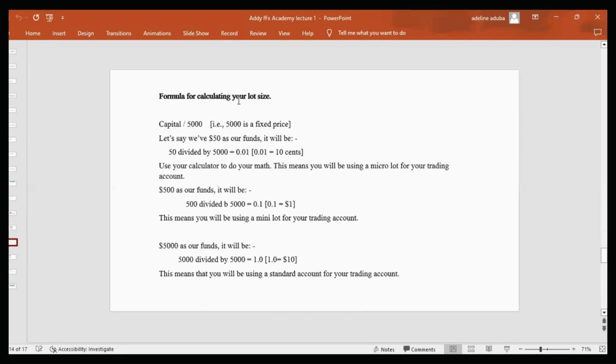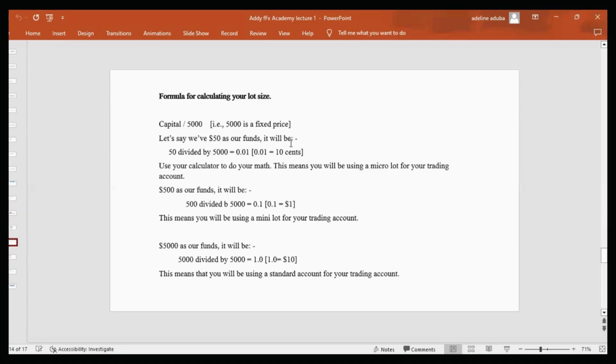For the formula for calculating your lot size, like I said earlier, your capital is the key thing. Your capital will let you know what lot size you need to use. It will be your capital divided by $5,000. $5,000 is a fixed figure. So let's say you have $50 as your funds, it will be 50 divided by 5,000, which is going to give you 0.01. Then you use that lot size, 0.01, for your account, which is 10 cents. And then you use your calculator to do your math.